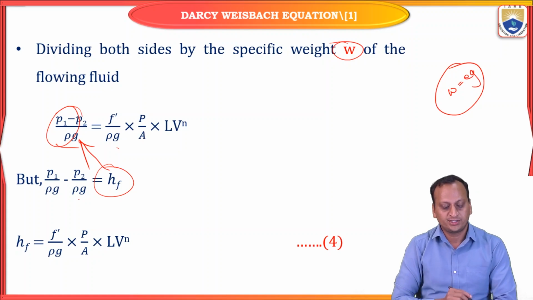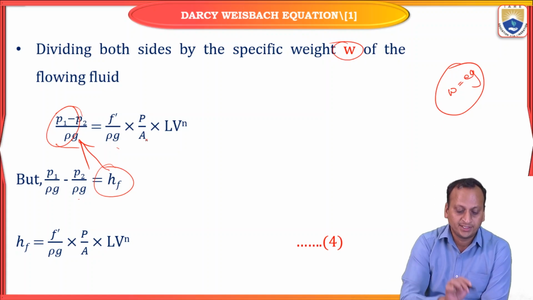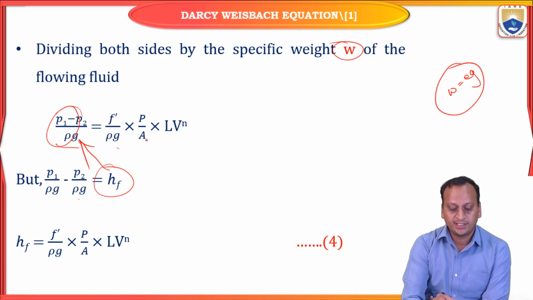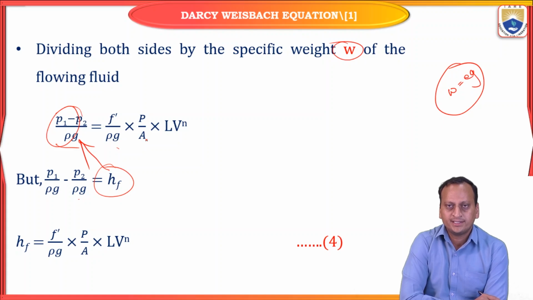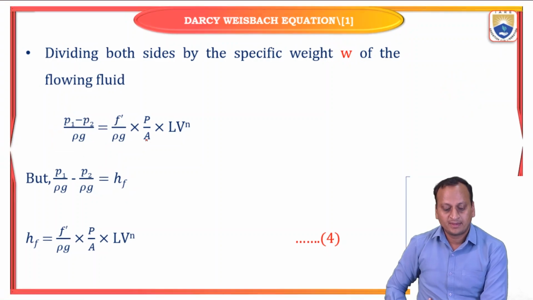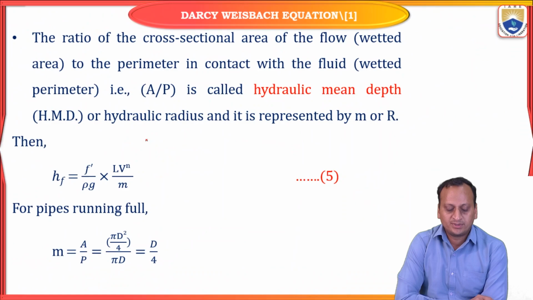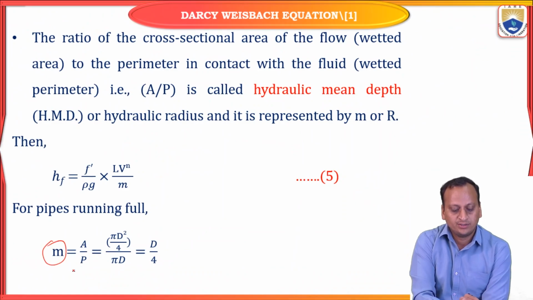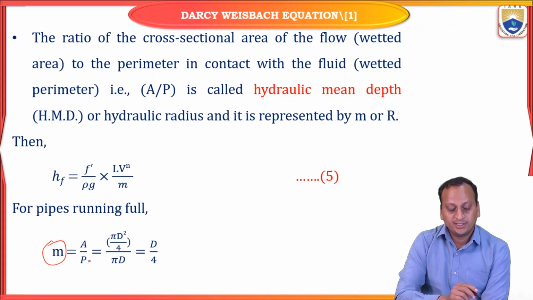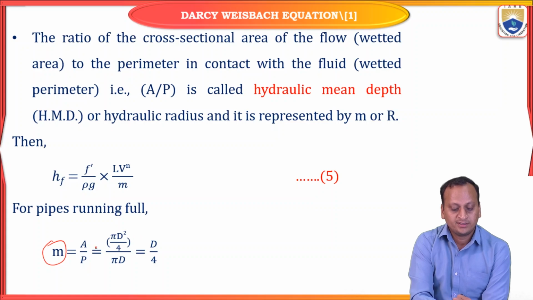Now another consideration is that P by A. Basically A by P is known as the hydraulic radius or hydraulic mean depth. So here we can define the hydraulic radius as A by P, where A is the area and P is the perimeter.